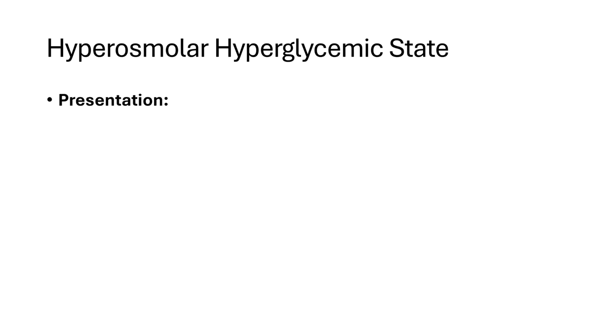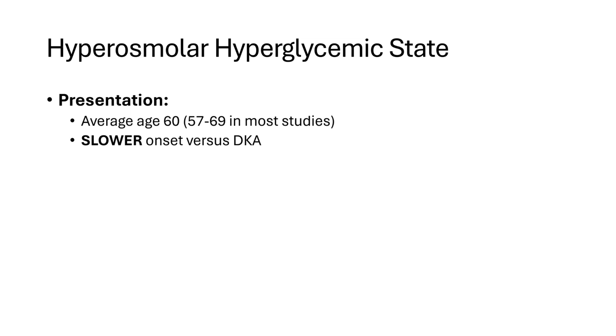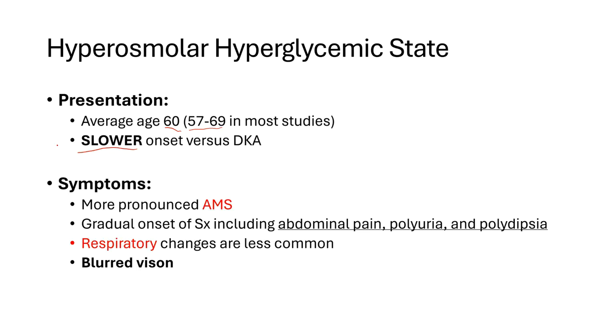So let's talk about the presentation. Again, this is affecting type 2 diabetics, so it typically affects older individuals instead of younger. And this is a slower onset versus DKA. Remember, DKA causes death fast, with sudden onset. HHS is slower in onset. So this person will not be feeling well for days, probably up to a week, until they finally present to the hospital. So the symptoms are based around the hyperosmolarity.